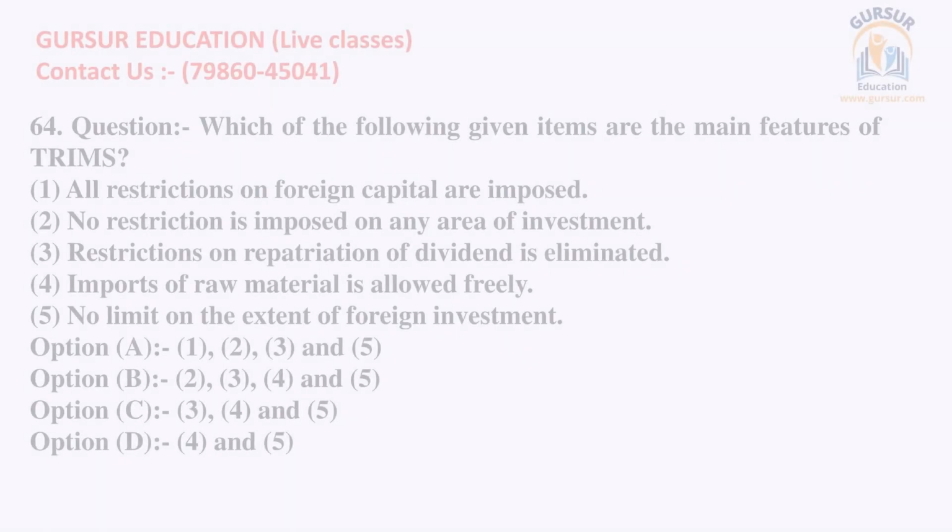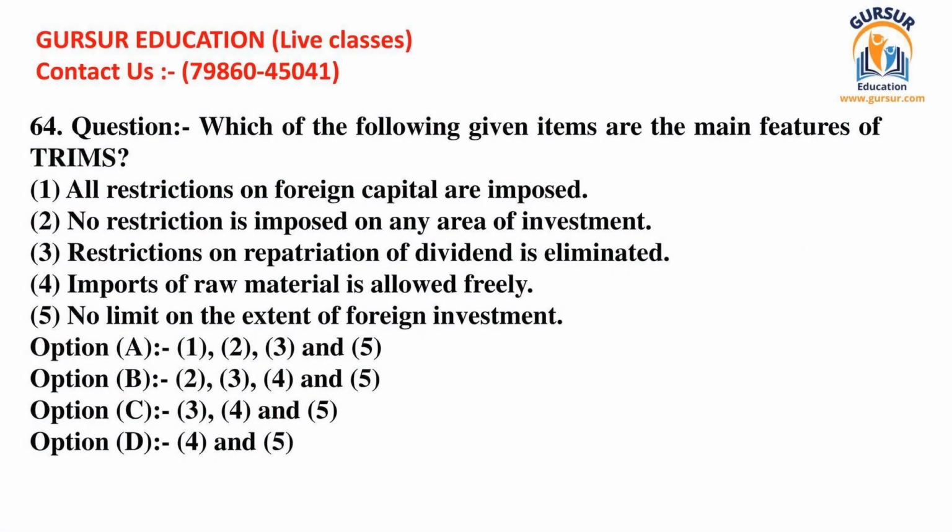Question number 64. Which of the following given items are the main features of TRIMS? 1. All restrictions on foreign capital are imposed. 2. No restriction is imposed on any area of investment. 3. Restrictions on repatriation of dividend is eliminated. 4. Imports of raw material is allowed freely. 5. No limit on the extent of foreign investment.